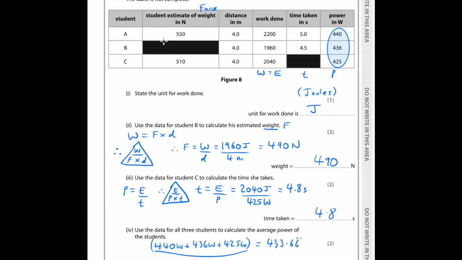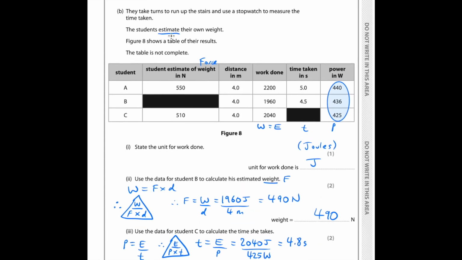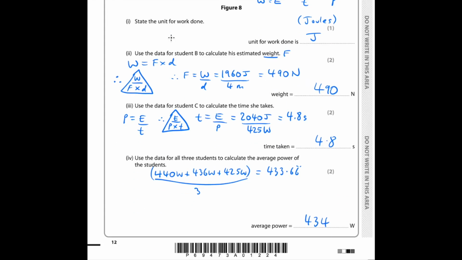Question C. Identify a significant source of error in the investigation and state how this error can be reduced. So let's go right the way back. The source of the error. Well, their weight was only an estimate. So that's the source of error. What should they do? Well, they should actually measure it with scales. Weight was only an estimate. Measure it with scales.